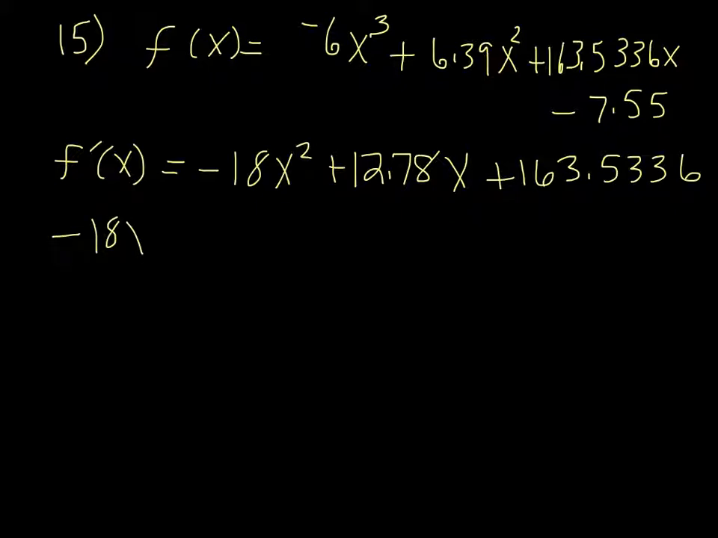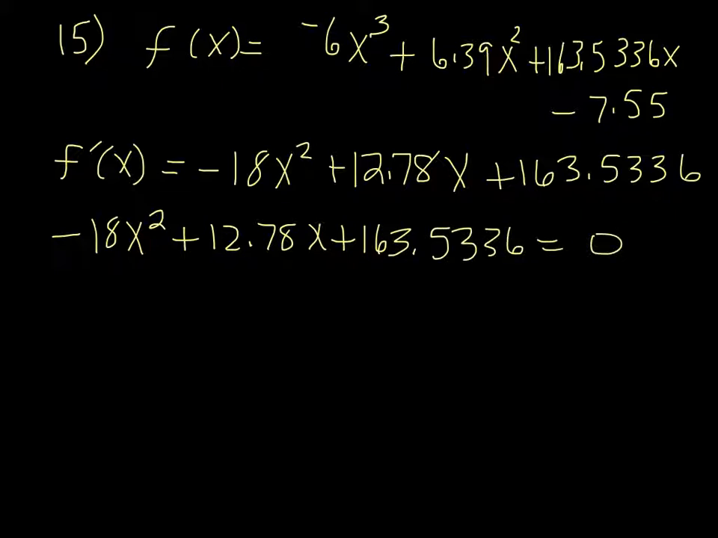Luckily, we can use our calculator program to find the zeros. So we'll set this equal to 0 and solve for x, and we should get 2 different values. So program quad, A is negative 18, B is 12.78, and C is 163.5336. The two values are negative 2.68 and 3.39.